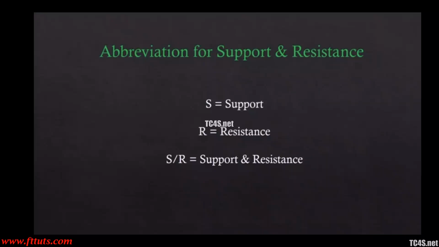Now, I'm giving you abbreviations so that when we talk on social media, like Twitter, we communicate. You have a quicker way of saying support resistance. And these are the abbreviations: S for support, R for resistance, and SR. Some of you will put RS, but support and resistance, these are how you can abbreviate them.